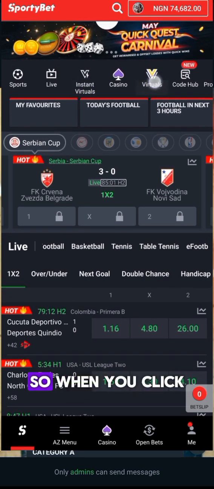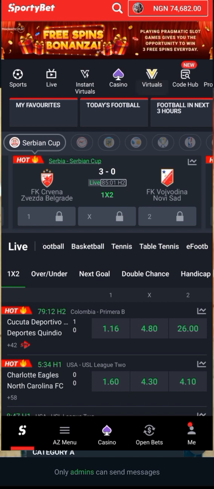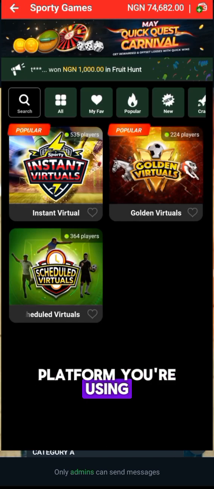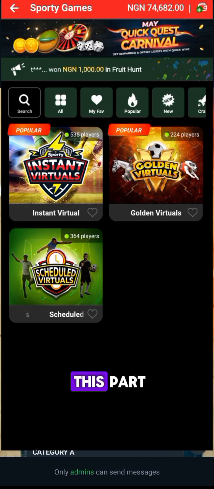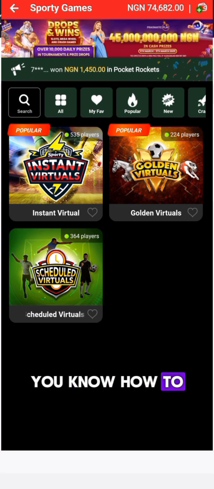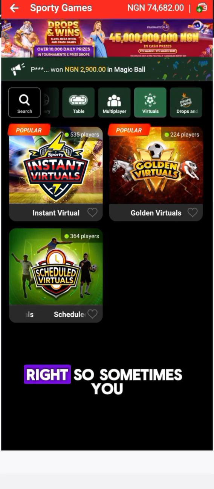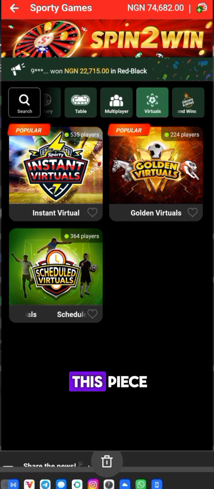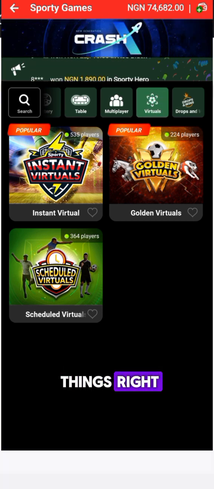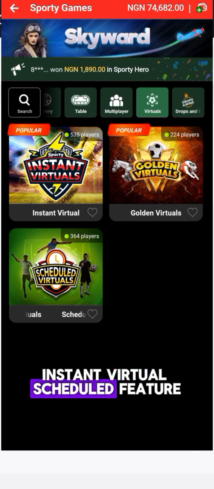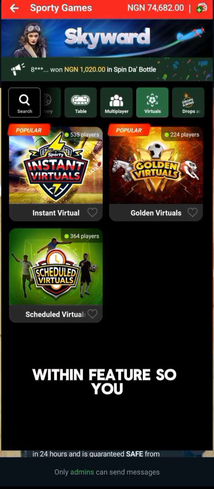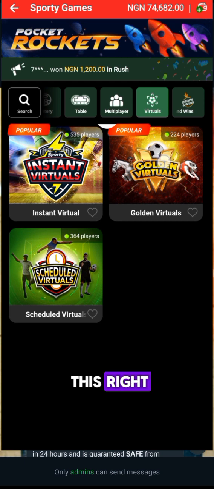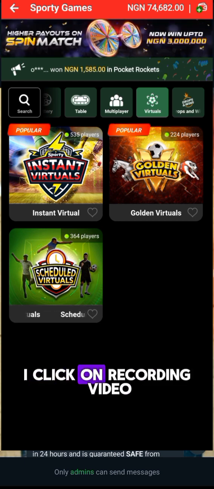We are at virtual. So when you click on this virtual over here, depending on the platform you're using, you just want to navigate around to see how you get to this part where you see these three options. Sometimes you may have to scroll this top here to this part here. So sometimes you have to click on here before it takes you to this place. So you need to look for these three things. They're always together: instant virtual, scheduled virtual, and golden virtual. So you have to click on this. So yeah, I'll click on golden virtual.